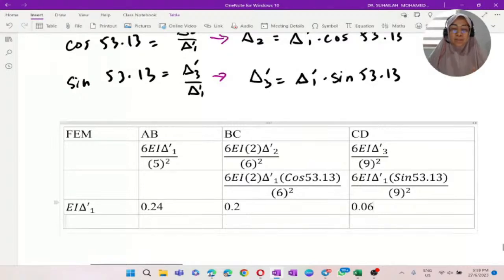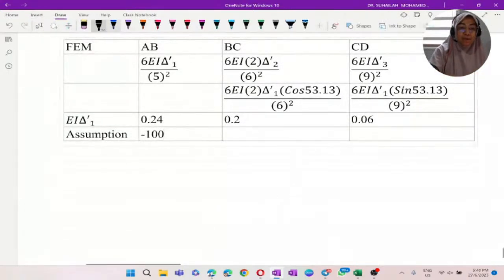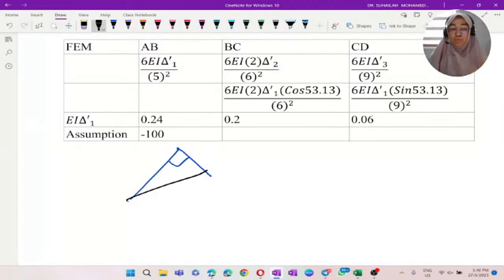Okay. And the assumption for member AB is equal to negative 100. But careful about this because we have to check the behavior. Member AB, the behavior is like this. Okay, this is AB, this is 90 degree. So the black is the new position. So the moment is like this. So this is negative sign.